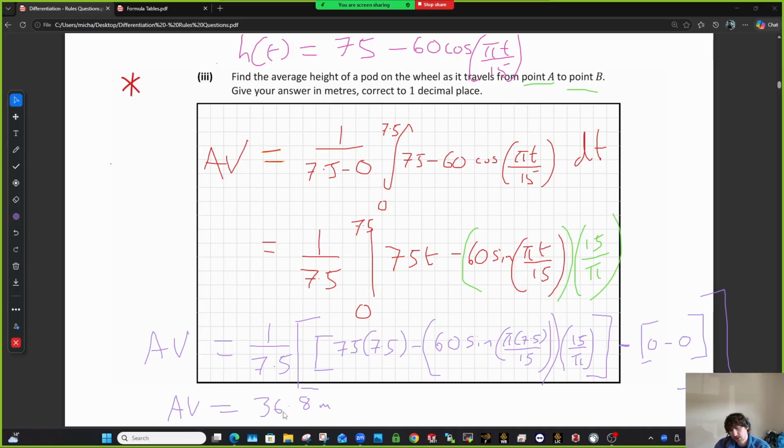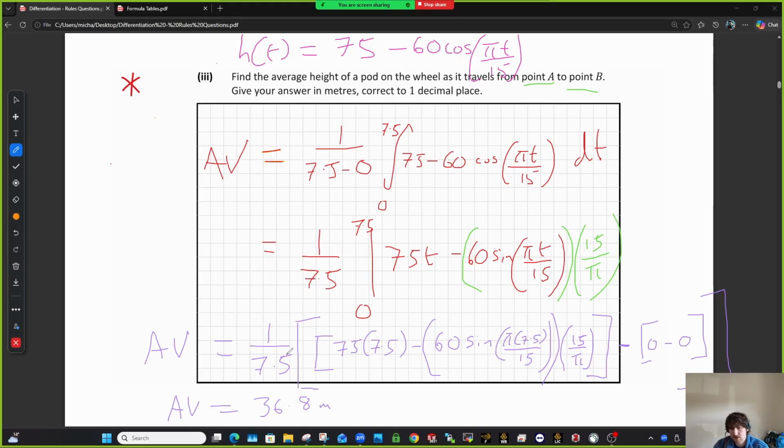And that should make rough sense to people because when you're going from, remember, A was at like 15 meters and B was at, I think it was something like 75 meters. So yeah, you can see why it might have a value between 15 and 75 meters as the average value. Just another thing, if you were asked this question to give your answer in terms of pi, but this question was already pretty hard, so they wouldn't have made you do this.